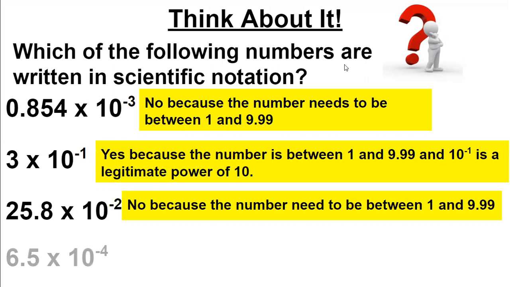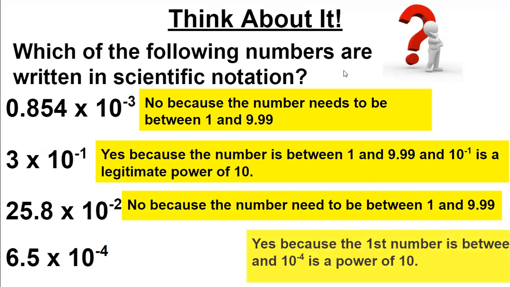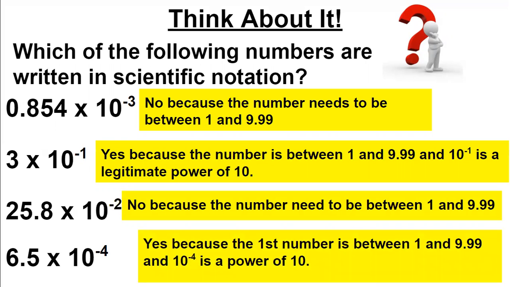Let's try one more. 6.5 times 10 to the negative 4. Is that in scientific notation? I hope you said yes, because the first number is between 1 and 9.99, and 10 to the negative 4 is a power of 10.